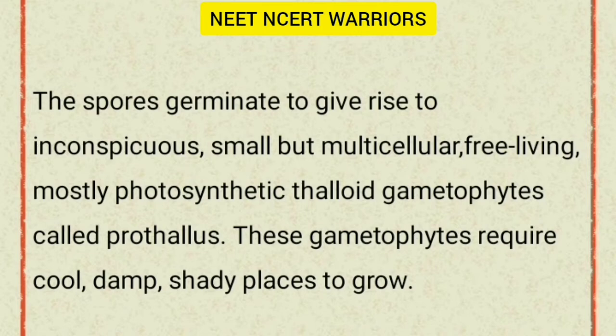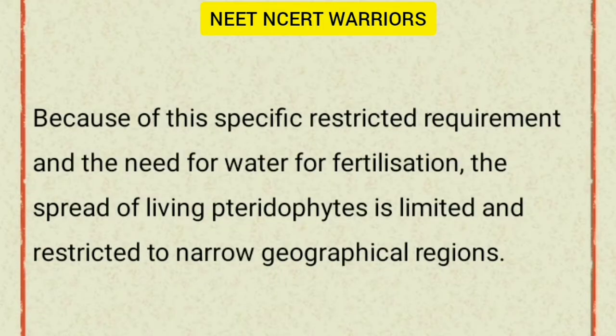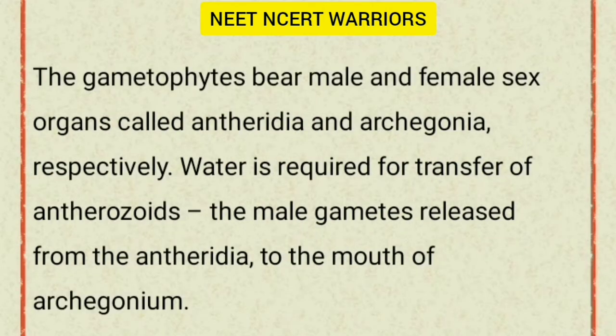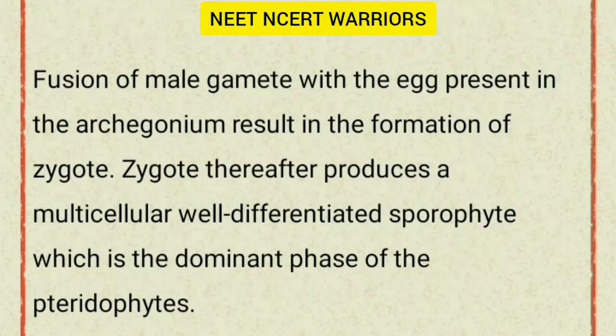These gametophytes require cool, damp, shady places to grow. Because of this specific restricted requirement and the need for water for fertilization, the spread of living pteridophytes is limited and restricted to narrow geographical regions. The gametophytes bear male and female sex organs called antheridia and archegonia, respectively. Water is required for transfer of antherozoids, the male gametes released from the antheridia, to the mouth of archegonium. Fusion of male gamete with the egg present in the archegonium results in the formation of zygote.